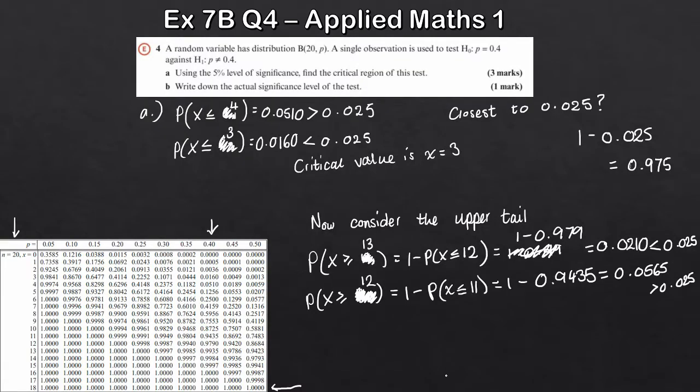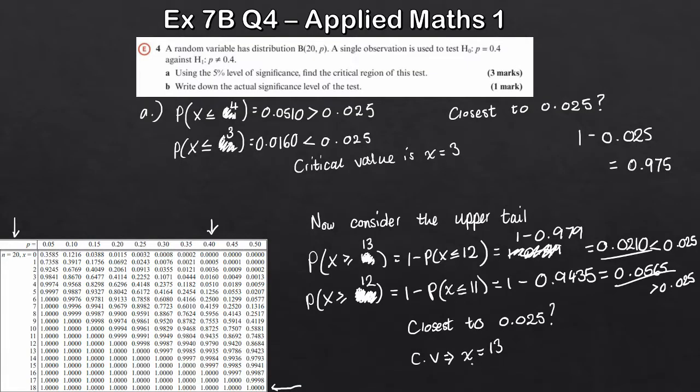So in this case, again, consider both of these numbers, and we're going to see which one's closest to 0.025. In this case, that would be the one for 13, this 0.0210. So what we say is that the critical value, C.V., gives us x equals 13.